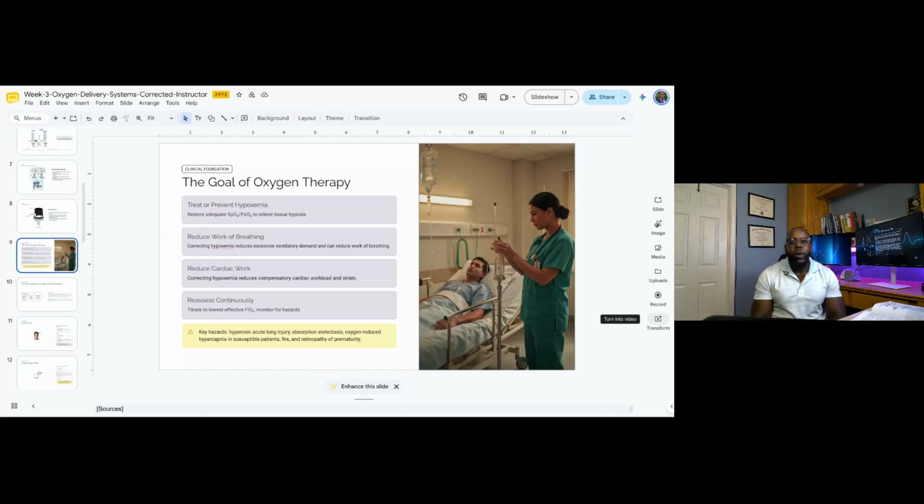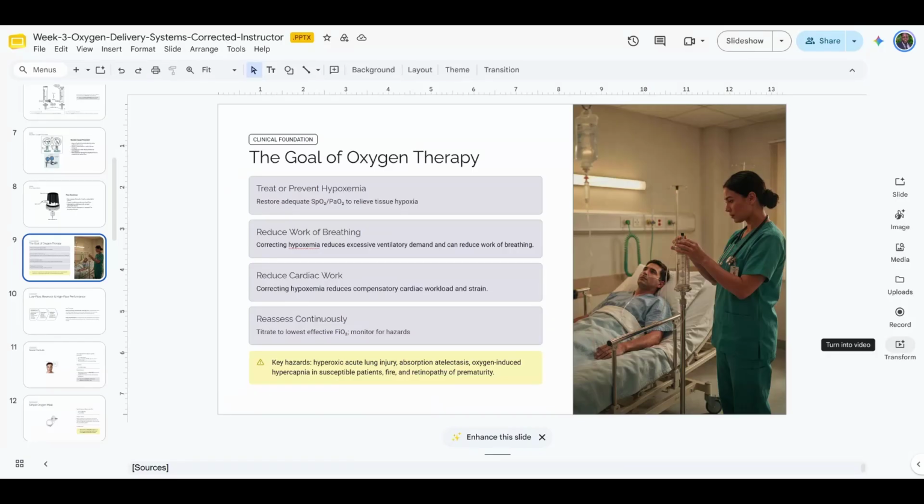Let's start with the why we give oxygen at all. The goal isn't just cranking up the flow meter. The goal is adequate oxygenation. That is, getting enough oxygen into the blood to meet the tissue's needs, using whatever device actually fits the patient in front of you. And it doesn't stop once you've picked a device. You have to reassess. You check the patient's response and you adjust. Device selection is step one.